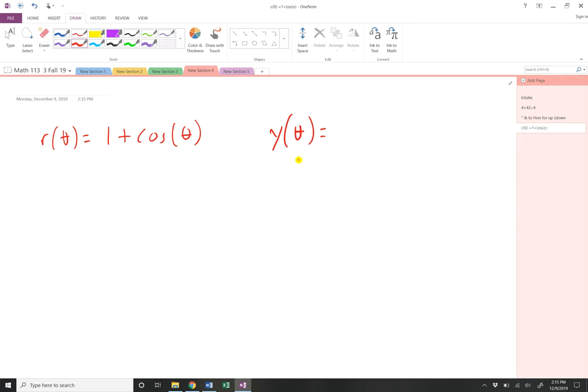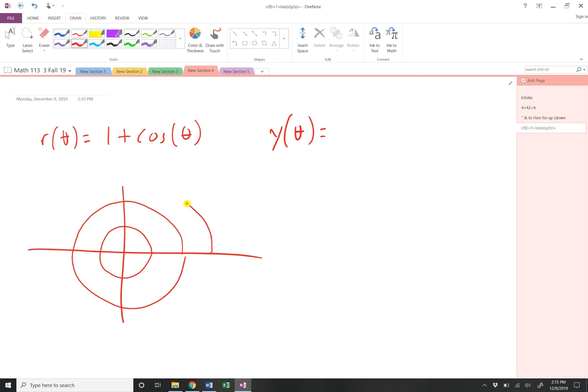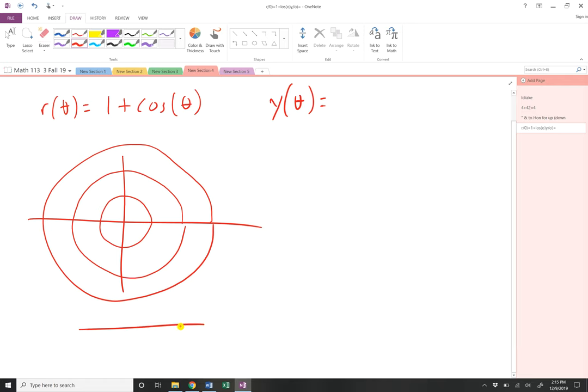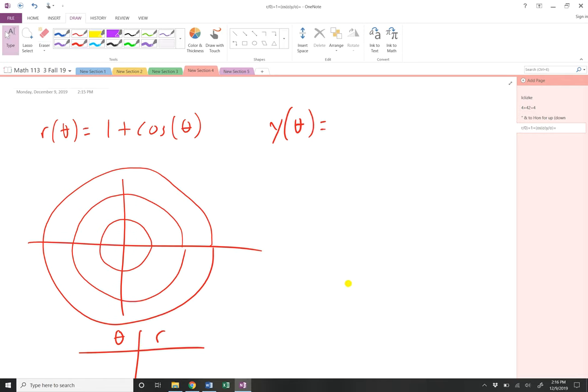So one thing you can always do to plot is just start plotting points. So you could always just start making, here's my theta, what's my r going to be? And you can just plug in thetas and get out r's. So you can always do that.